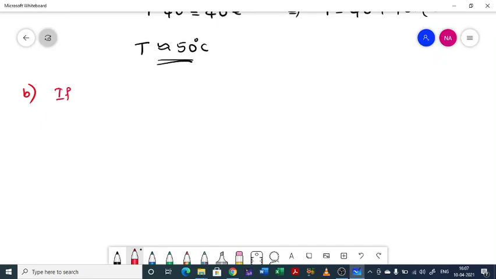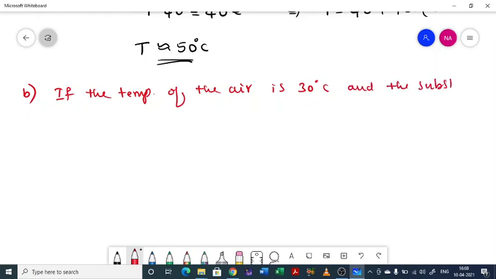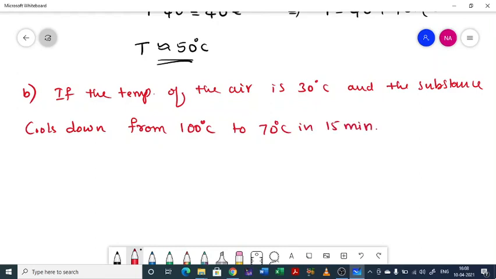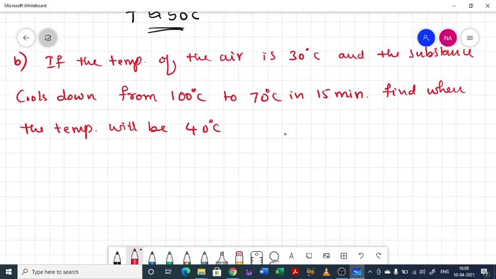If the temperature of the air is 30 degrees Celsius, and the substance cools down from 100 degrees Celsius to 70 degrees Celsius in 15 minutes, find when the temperature will be 40 degrees Celsius. So this is the problem statement.